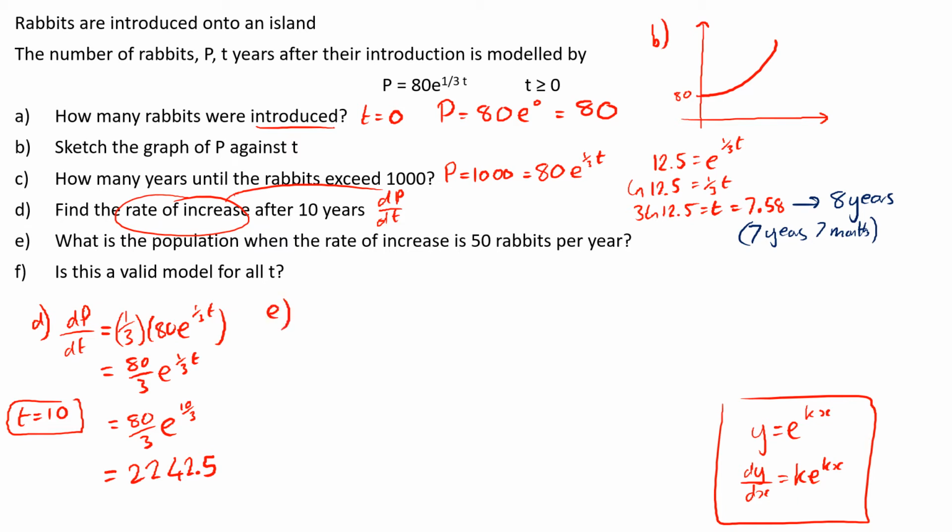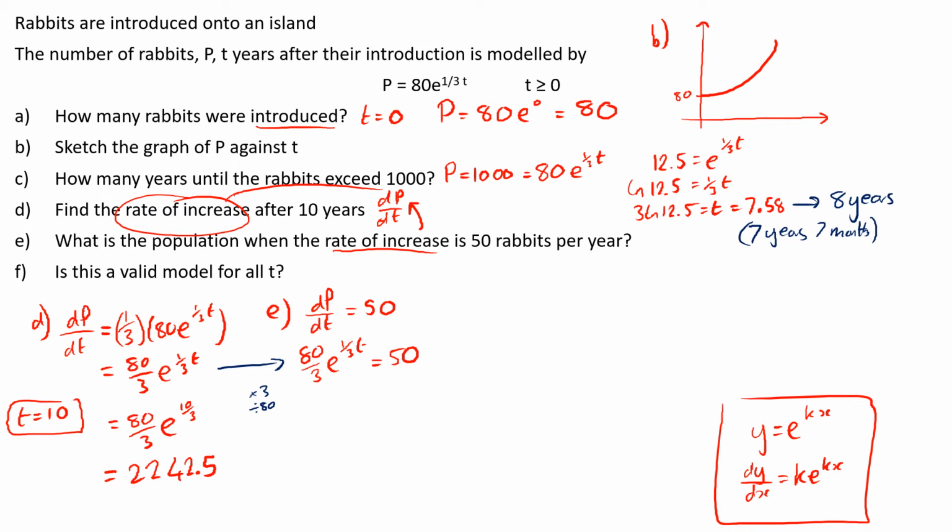E, what is the population when the rate of increase is just 50 rabbits per year? So we know this is going to happen fairly early on. So if the rate of increase, that's dp by dt, is 50. So we need to say dp by dt equals 50. Now we've got an expression for dp by dt because we worked it out just in the previous question. So we can say that 80 over 3 e to the 1/3 t equals 50. And then we've just got to solve this and find what t is. So we would have to times by 3, I guess, and divide by 80 to get rid of this 80 thirds, or you could just divide by 80 thirds, I suppose.